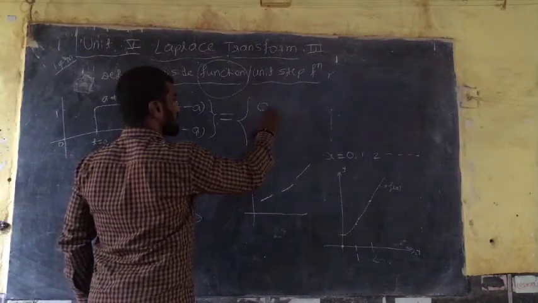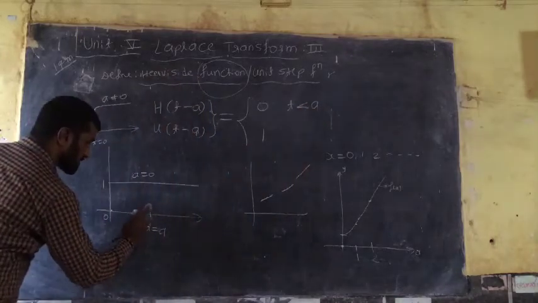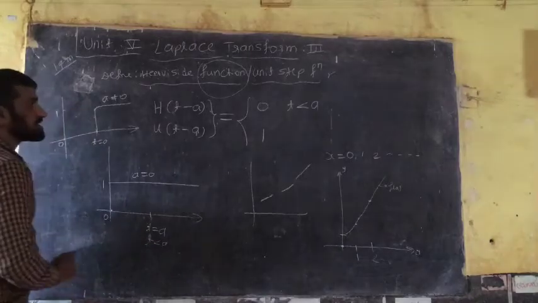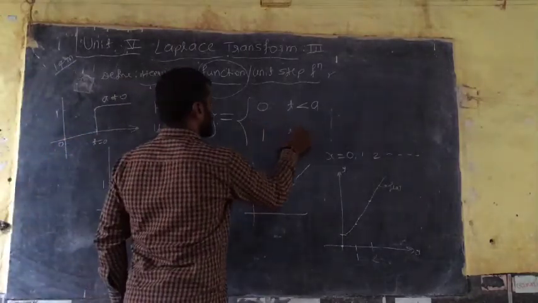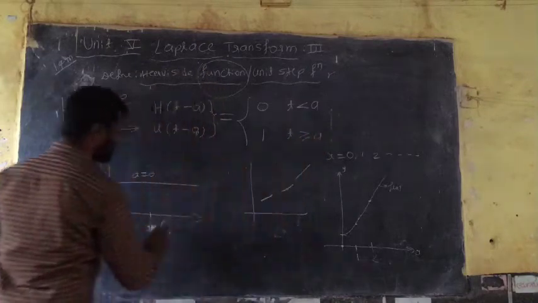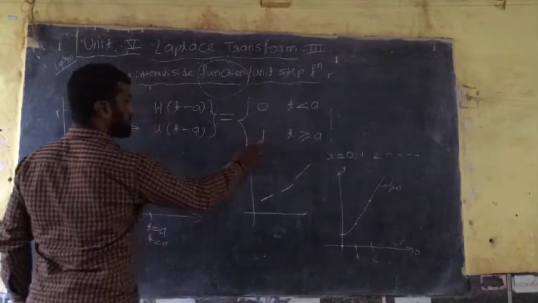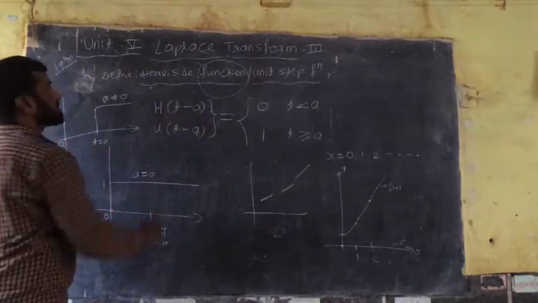The value is 0 if t is less than a. That is, for t less than a, the value is 0. If t is greater than or equal to a, that is the next part, the value is 1. So this is the definition of Heaviside function.